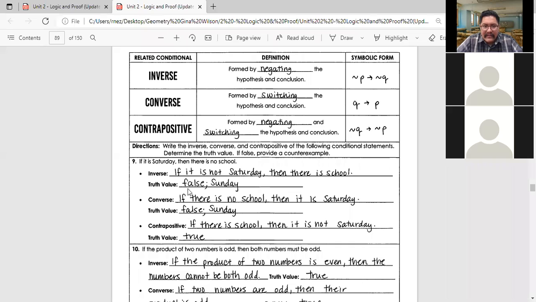Truth value: false. That is a false statement, because there is another day there is no school. Sunday is another day that there is no school. If somebody said, okay, it's not Saturday, so there must be school, well, what about Sunday? What happened to Sunday?